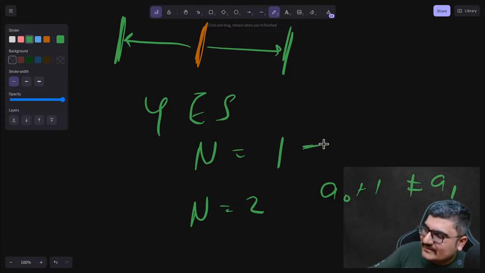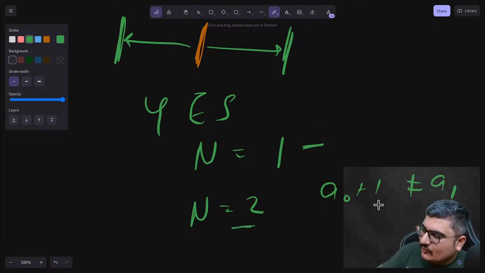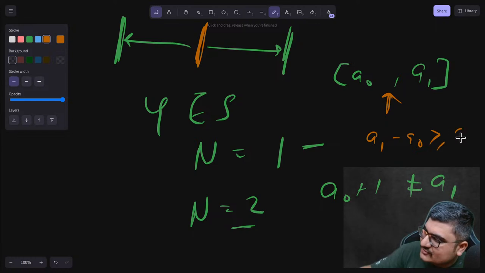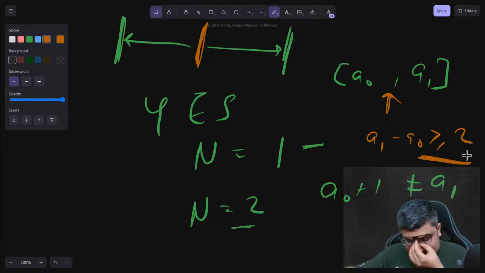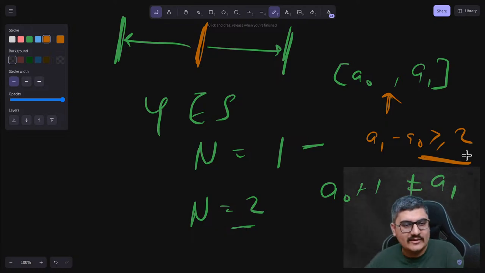Because for n equal to 1, any new point you add would be the nearest point because there are just 2 points. And for n equal to 2, you want to add the point in between a0 and a1, so there should be 1 point between these 2 points. So basically a1 minus a0 should be greater than or equal to 2. And for all the other cases, you can see the answer will always be no.